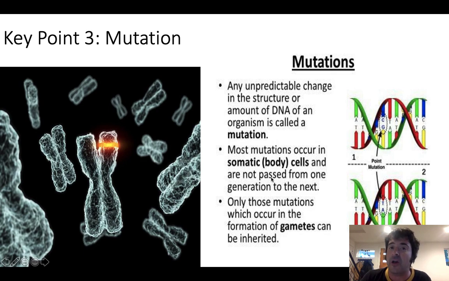Mutations in adult cells, which is where most mutations occur, are just changes of DNA in adult cells. Mutations of gamete cells or germ cells are mutations that occur in sperm or egg cells, and they're going to be passed on to the next generation.